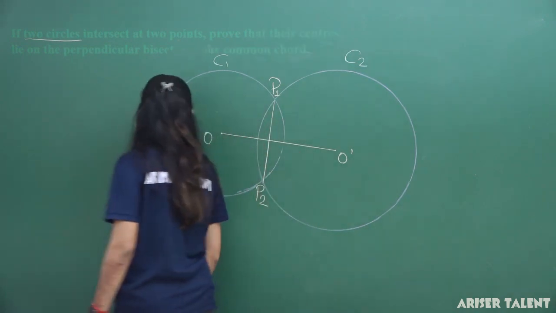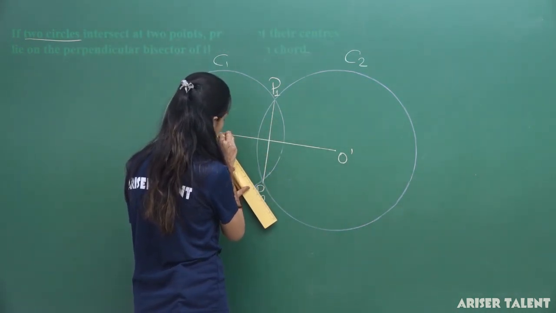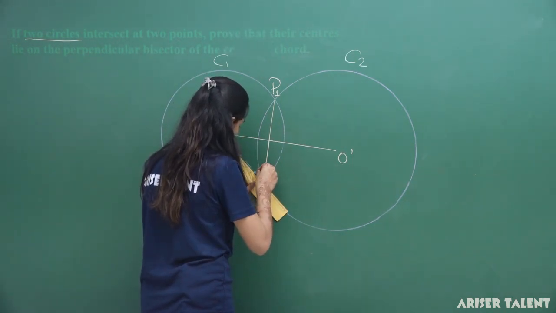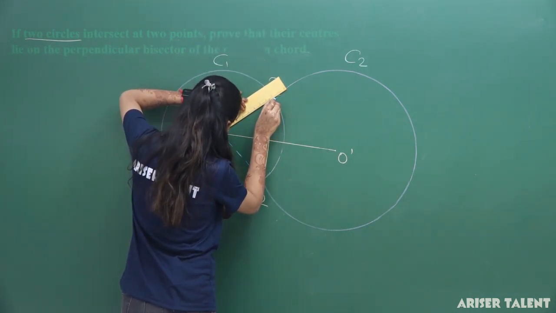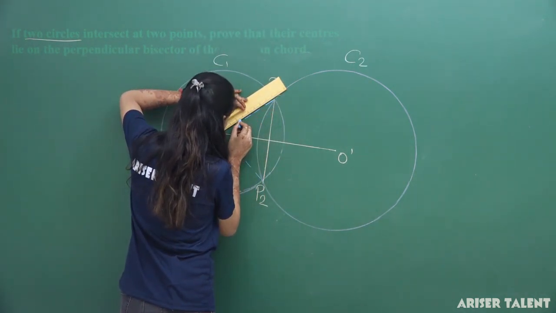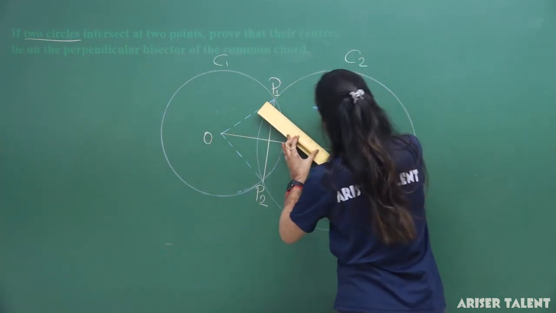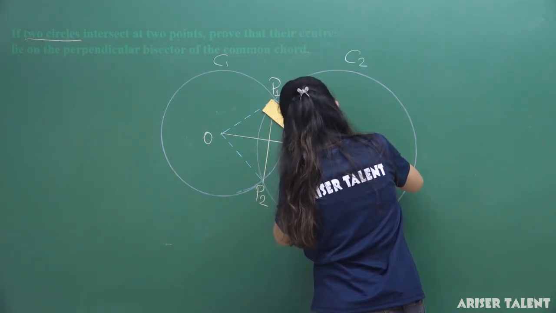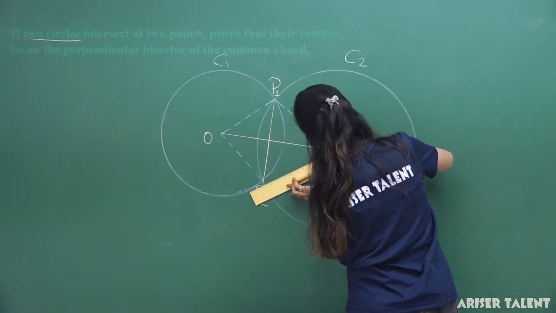Now for construction what we will do, we will meet this point P2 to O and P1 to O, and then P1 to O dash, and O dash to P2.